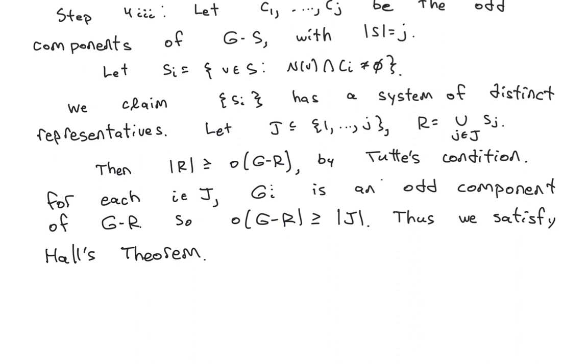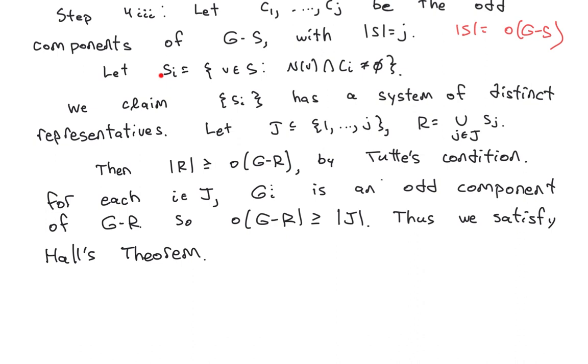Finally, we get to this third situation, which has to do with a system of distinct representatives. It turns out our approach is going to be using Hall's theorem. So we're going to let C1 through Cj be the odd components of G minus S. Note here that the size of S has to be equal to j, because we're in the case we've been talking about, where we're assuming that this equality is true.